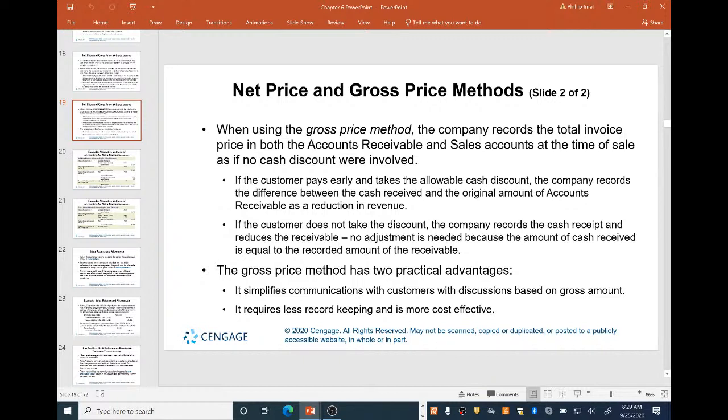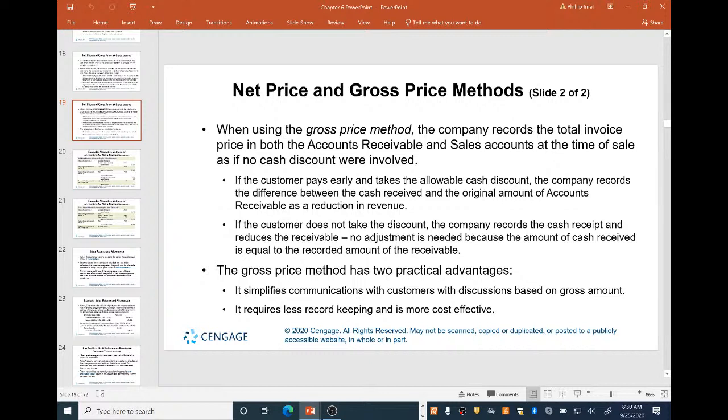Okay. The gross price method, it says it has two practical advantages. It simplifies communications with the customers. Say if they do not take the discount. So then when we call to try to settle our bill and we say, hey, you owe this, okay? If we record it at the gross amount and not at the discount amount, then we don't have to argue with them later like, okay, well, the reason why this is so low is because we gave you a discount, but you didn't take it.